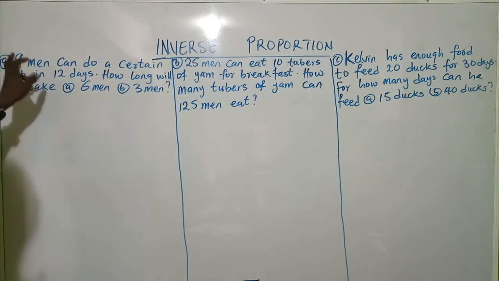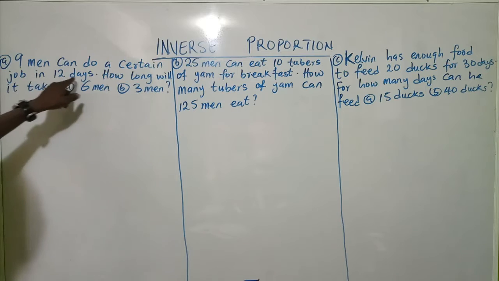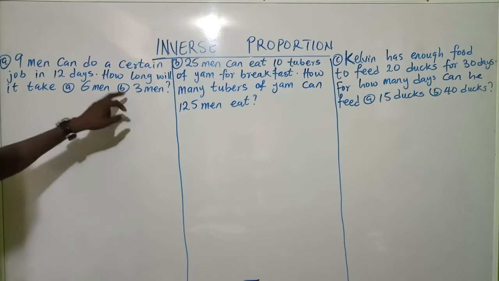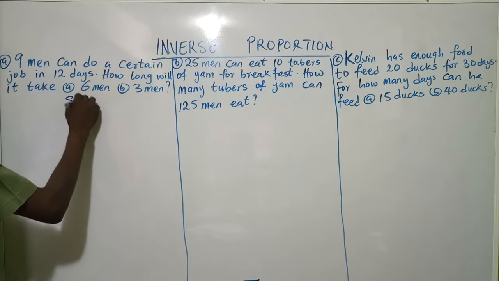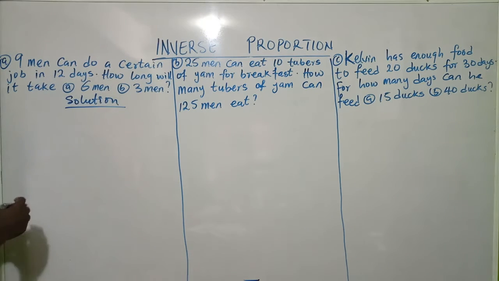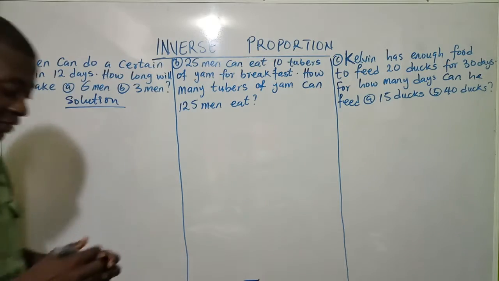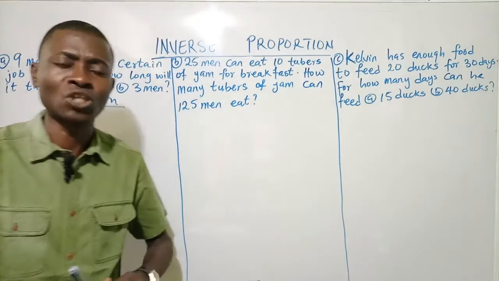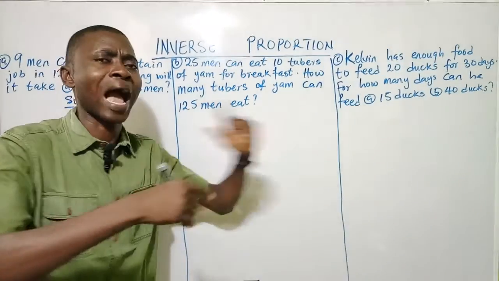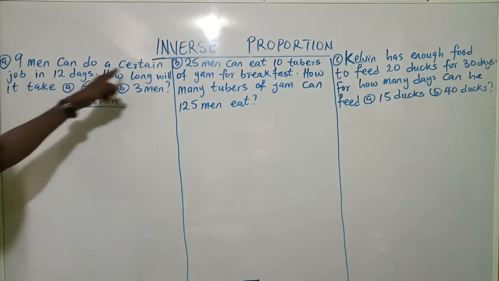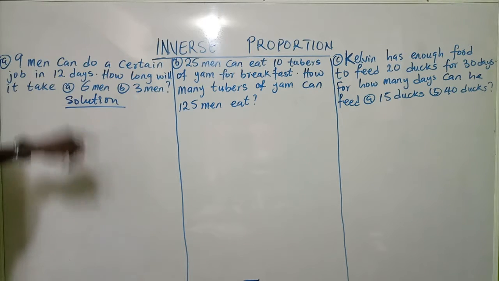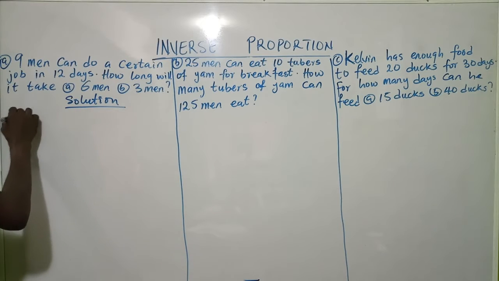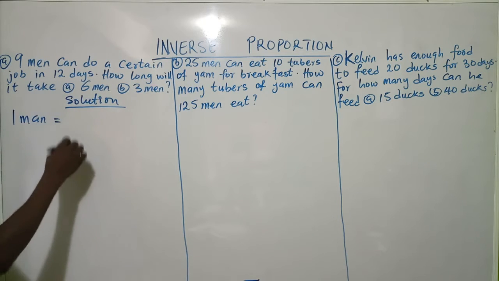We have three questions here on the board. The first one says that 9 men can do a certain job in 12 days. How long will it take A, 6 men to do the job, B, 3 men to do the job? So again, we'll write the solution. 9 men can do a certain job in 12 days. What we need to know is how long it will take just one man to do this job.